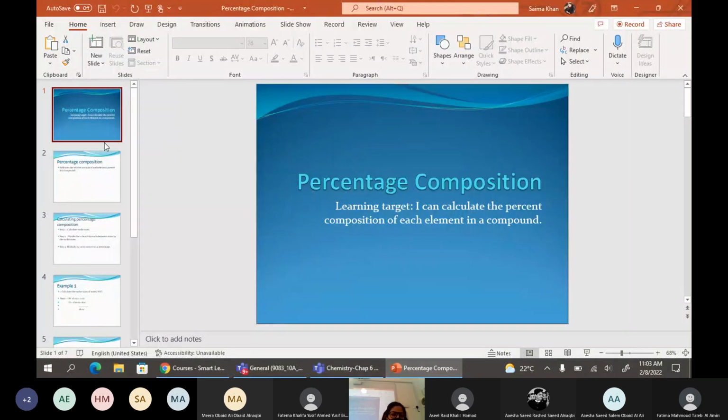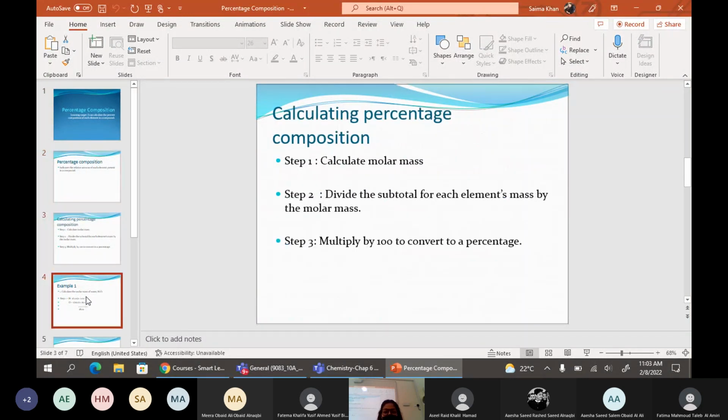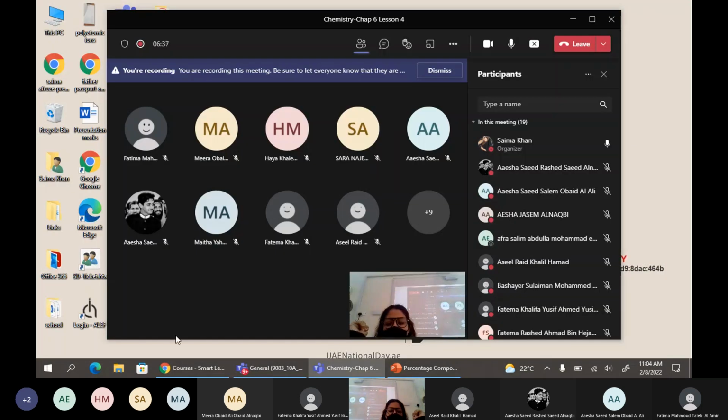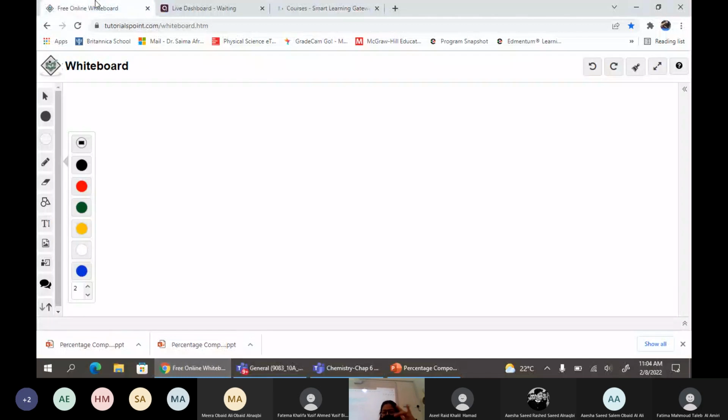That's what Fatma already read for us. We need to know the relative amount of each element. What does it mean? It means that, for example, if you have H2O, how many moles of hydrogen are here? 2 moles of hydrogen and 1 oxygen. Okay, let me open the whiteboard. I will be solving one simple example with you, and then you will be doing some examples by yourself.